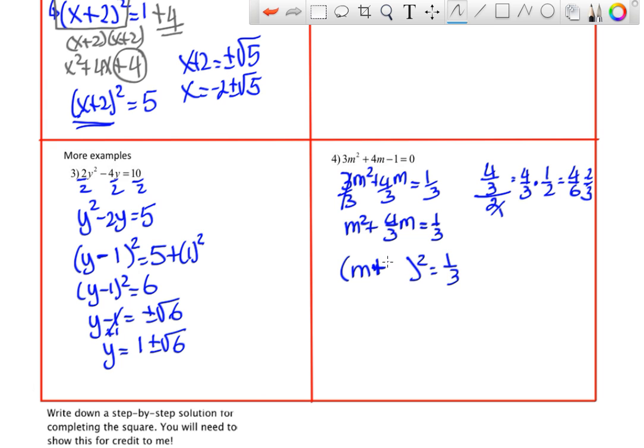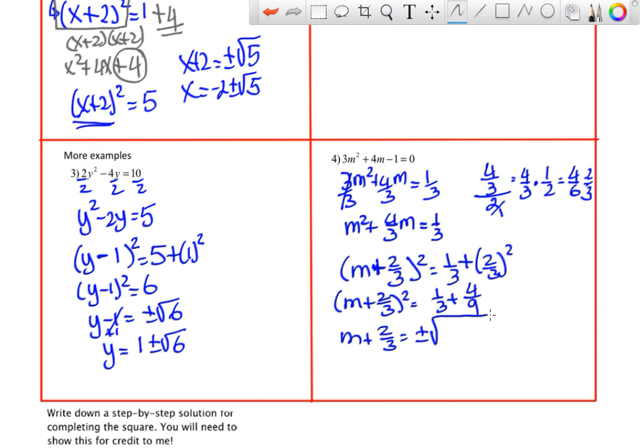So I'm going to do plus 2 over 3 squared, and then here I need to add 2 over 3 as a square. So m plus 2 over 3 squared equals 1 over 3 plus 2 squared is 4, and then that becomes a 9. Take the square root, plus or minus the square root of, now write this as an over 9, so that becomes 3 over 9 plus 4 over 9. And then I can subtract the 2/3, so it's minus 2 over 3 plus or minus the square root of 7 over 9.